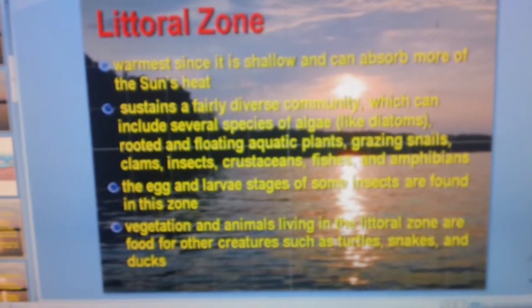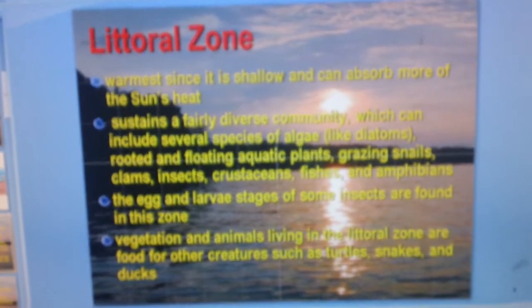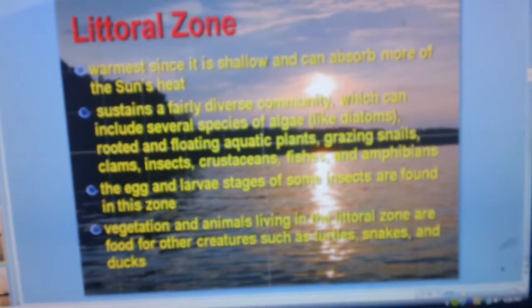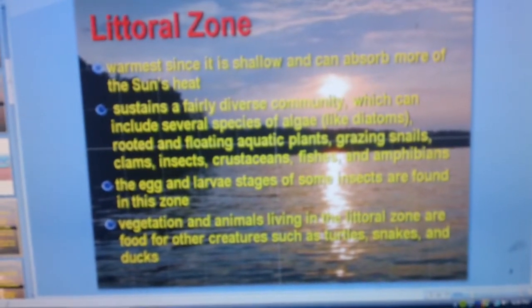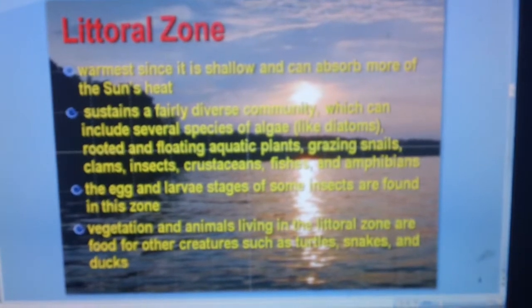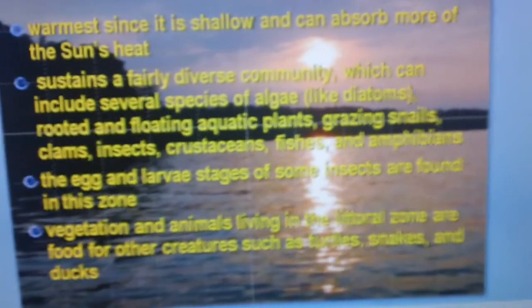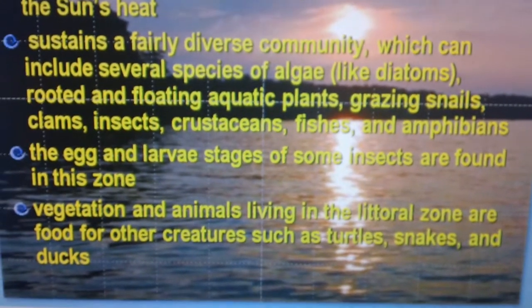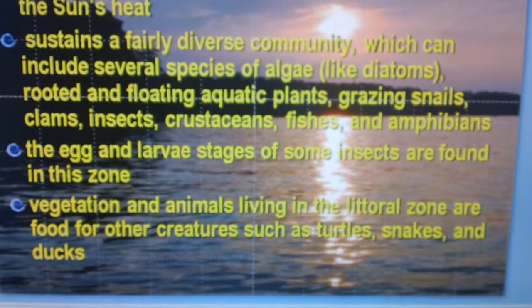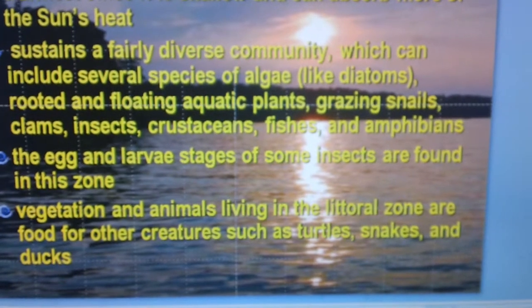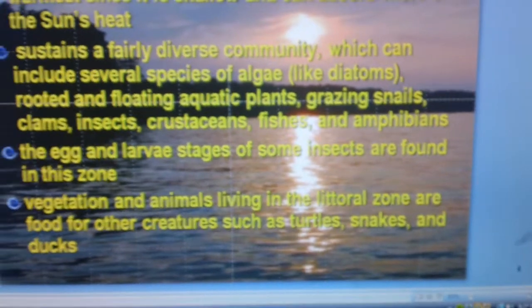The littoral zone is the warmest since it is shallow and can absorb more of the sun's heat. It sustains a fairly diverse community which can include several species of algae, rooted and floating aquatic plants, grazing snails, clams, insects, crustaceans, fishes, and amphibians. The eggs and larval stages of some insects are found in this zone. Vegetation and animals living in the littoral zone are food for other creatures such as turtles, snakes, and ducks.